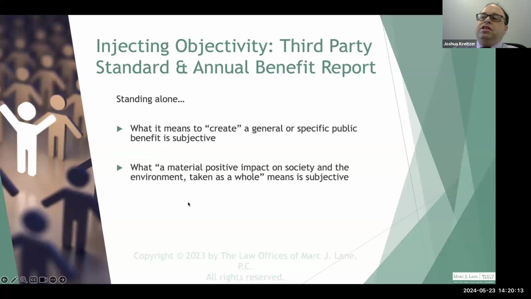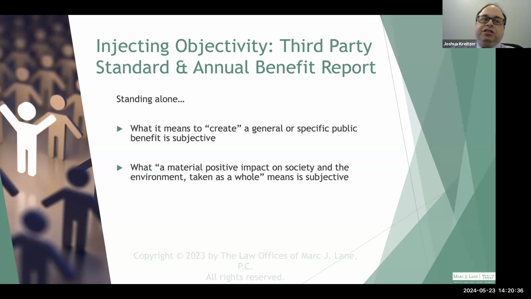Okay, so there are some things that are needed to inject objectivity into the benefit corporation's activities. One is a third-party standard, and the other is the annual benefit report. Because standing alone, what it means to create a general or specific public benefit is subjective, and what a material positive impact on society and the environment taken as a whole means is also subjective.